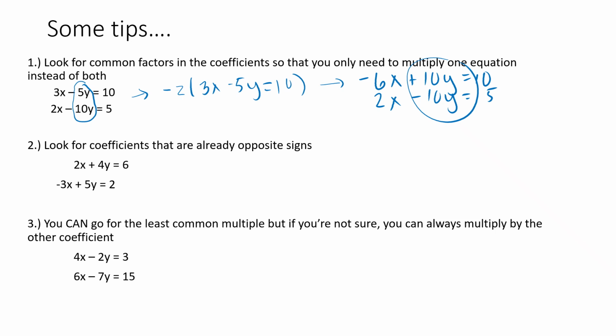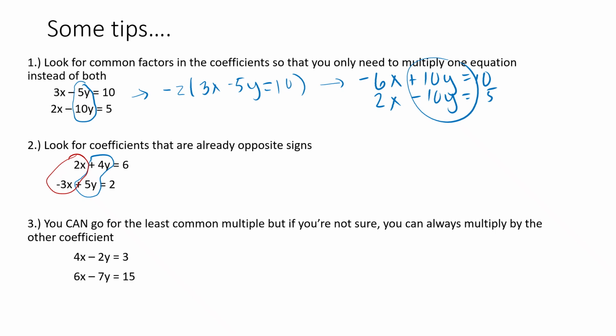So in this problem, if you look at your y's, they are both positive, which means that when you go to multiply, you're going to have to multiply by a negative somewhere because you're going to need to get an opposite. But if you look at your x coefficients, they are already positive and negative, which means that you can avoid multiplying by a negative. So that tends to make things a little bit nicer.